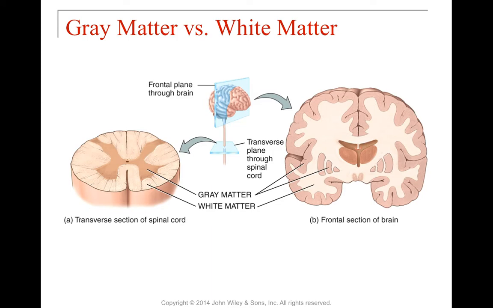All right, so if you were to take a section of the brain, this is the frontal section, but if you were to take it through multiple different layers of the spinal cord, you're going to see the same thing. You're going to see gray matter versus white matter.